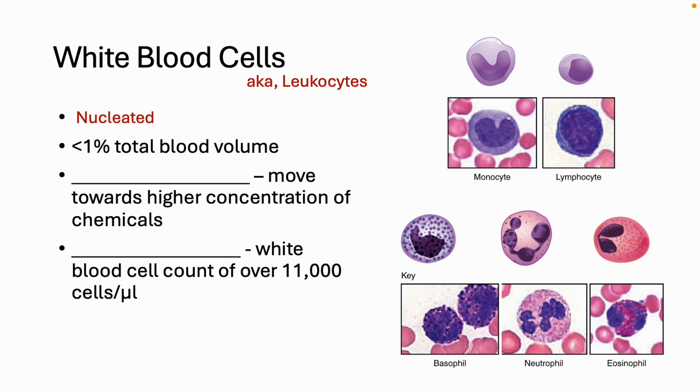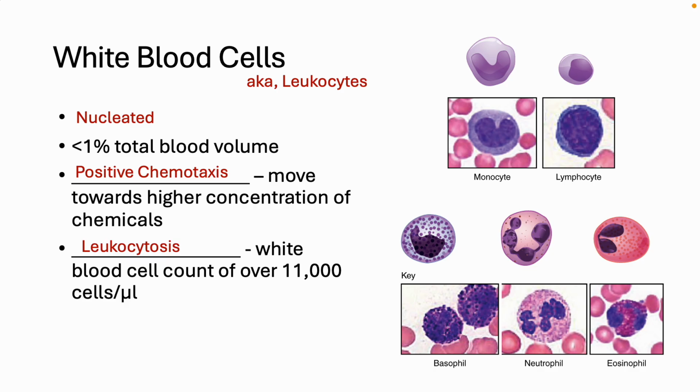One characteristic function of leukocytes is that they exhibit positive chemotaxis. This is where they will move towards higher concentration of chemicals. So they have receptors on their membranes for these different chemicals that they're attracted to, and they'll start moving towards them. The phenomenon of leukocytosis is when you have larger than normal amounts of white blood cells.